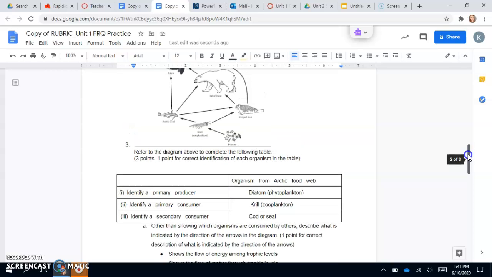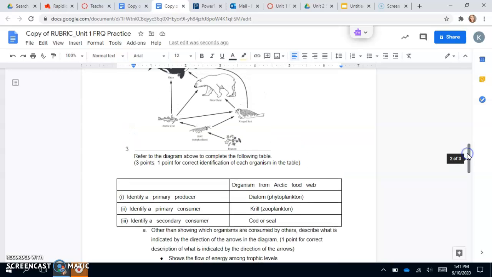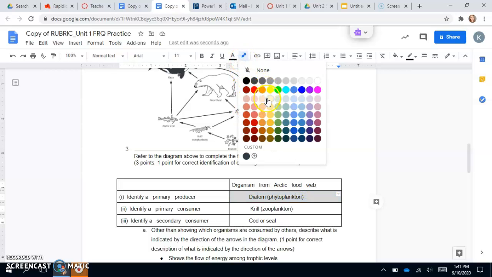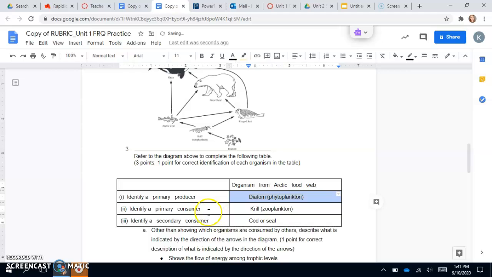So 1 is identify the primary producer. It's a diatom. Remember, our primary producers are at the bottom of the pyramid, and they produce their own food. So here's 1 point. Did you say diatom or phytoplankton? Good, 1 point.